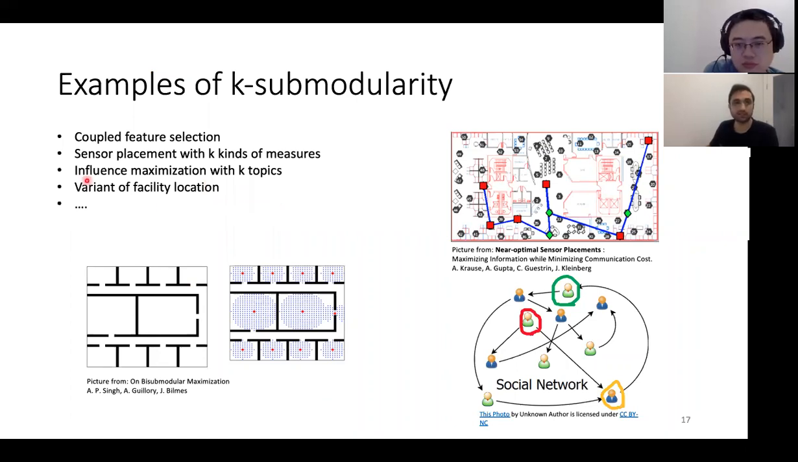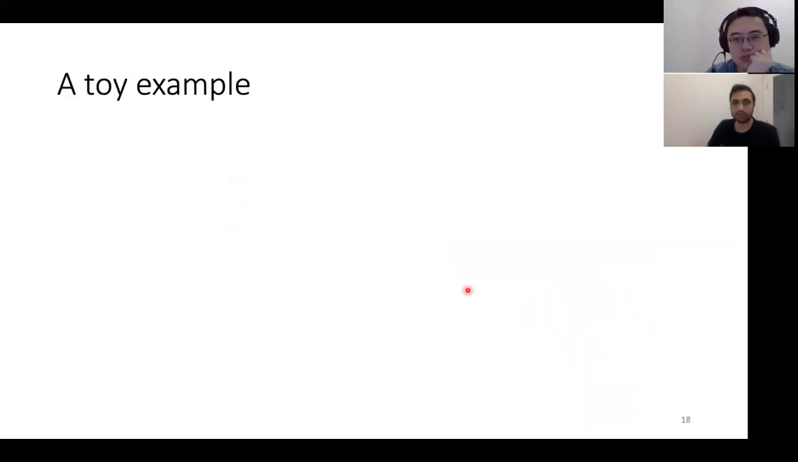For instance, consider influence maximization. As I said, we have a network, and each person has some influence on the other people in the network. And now here we have k topics, and we want to give these k topics to some people in the network such that we maximize the number of influenced people in the network. Okay. All right. So a toy example for k-submodular functions.